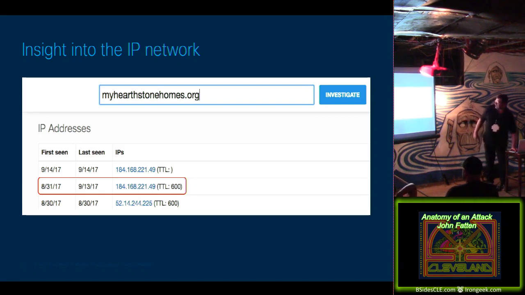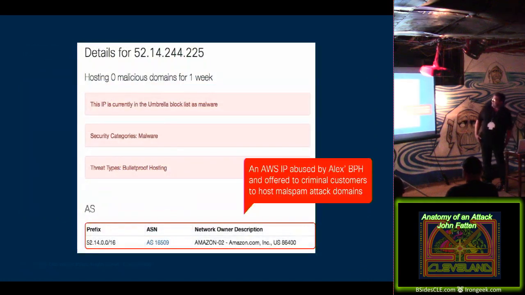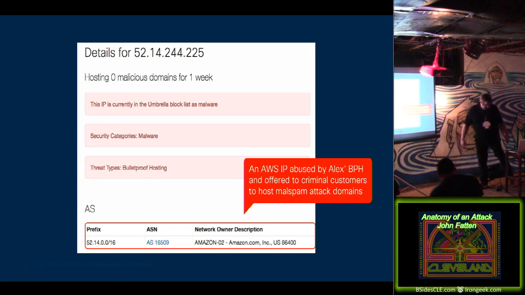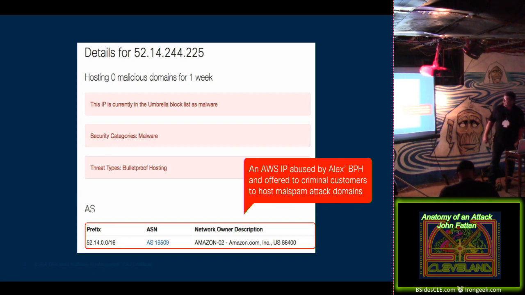So if we want to take a look here now at the 52.14 IP address, you'll find that that particular one shows us a couple things. It's blocked as malware. We find that it has the characteristics of bulletproof hosting, which we know. But the interesting thing here is that the ASN is associated with, or essentially it's an example where the hosting provider is actually abusing AWS here. So allowing criminal customers essentially to leverage AWS services here.